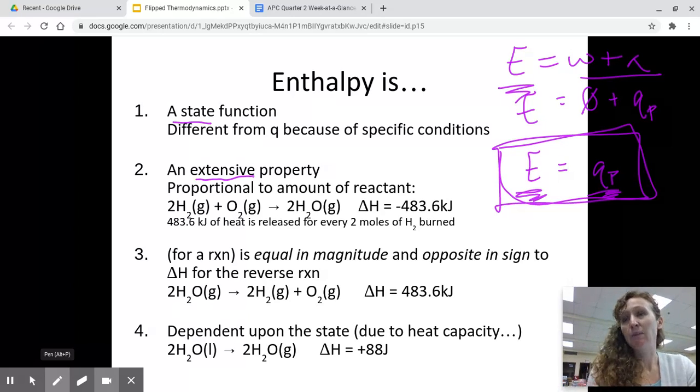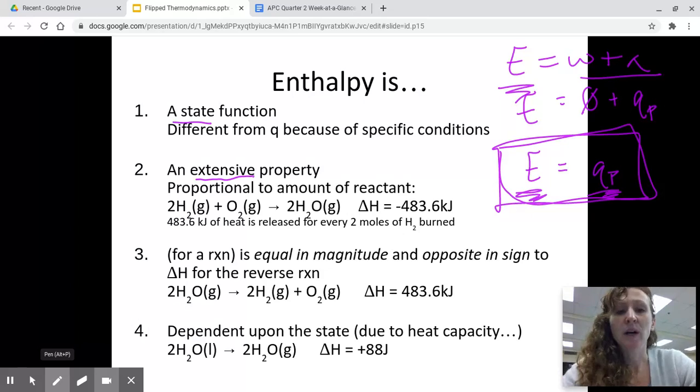But something like mass is going to be an extensive property. Mass depends on how much is there. If you have a teaspoon of water and a swimming pool of water, then your mass is going to change. It is extensive. Well, enthalpy is also extensive. It's going to change depending on what is there.